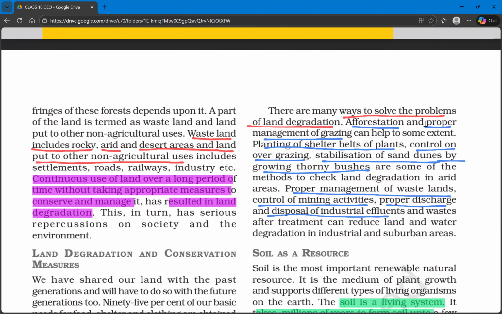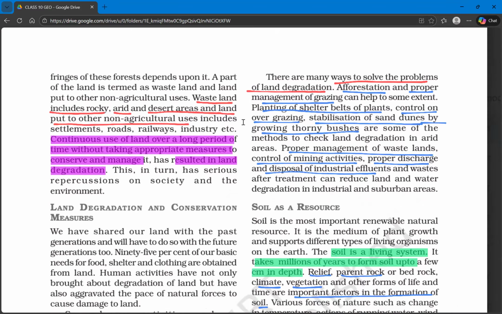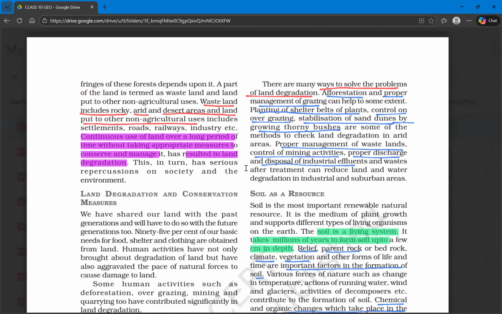So, for arid areas, what are the measures? Planting shelter belts, control on overgrazing, growing thorny bushes, which is very much important. And also for industrial effluents, what is the basic thing to be done? Proper sewage treatment, and also proper discharge and disposal, and proper management of wasteland. So these are the measures that should be taken to combat land degradation.